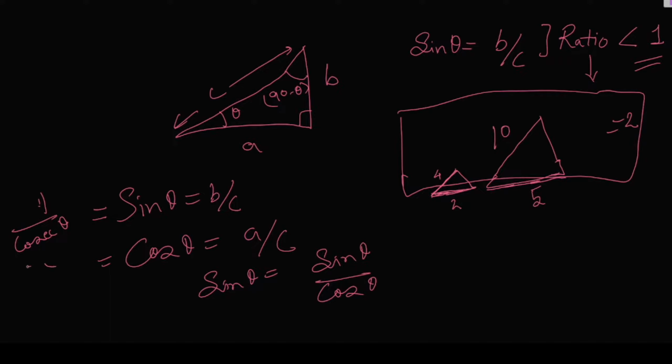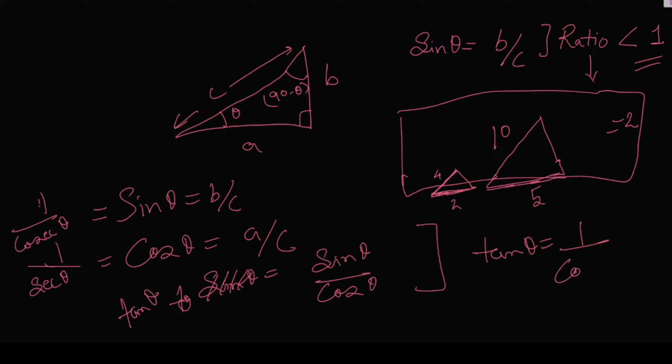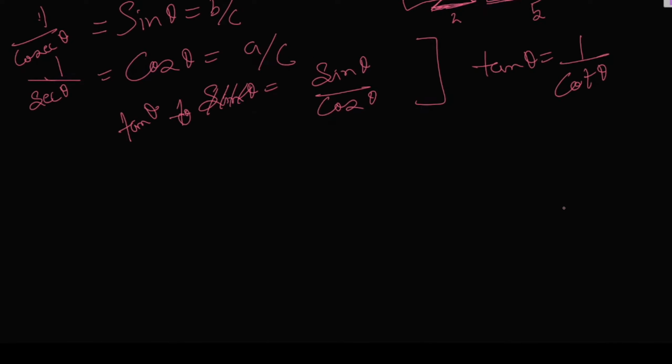Cos theta is also equal to 1 by sec theta. And this is tan theta, sorry. Tan theta is equal to 1 by cot theta. That's all. There are no complications in this. It's just an inverse. So jotting down again, we have.